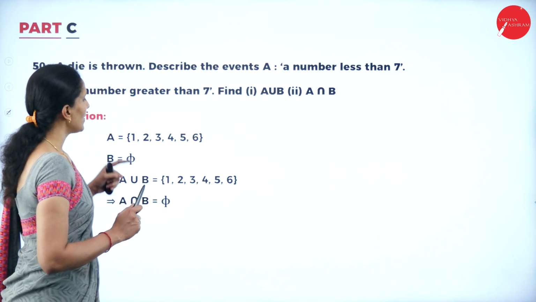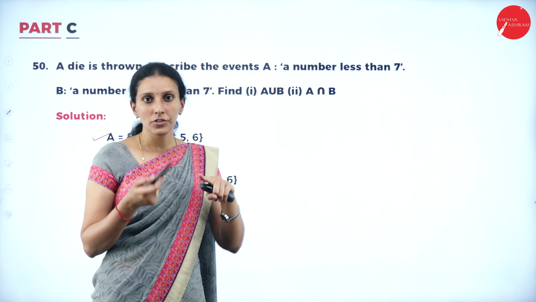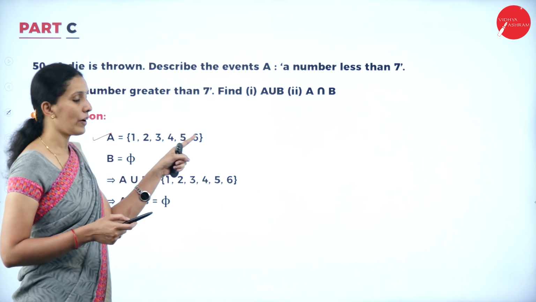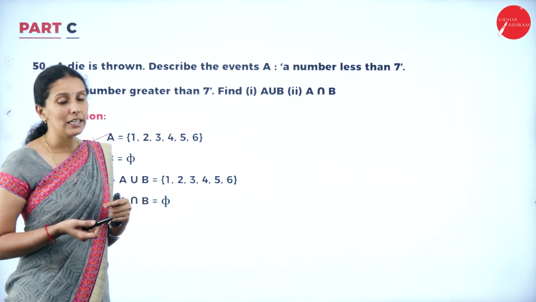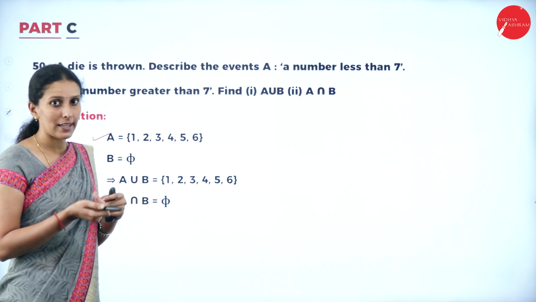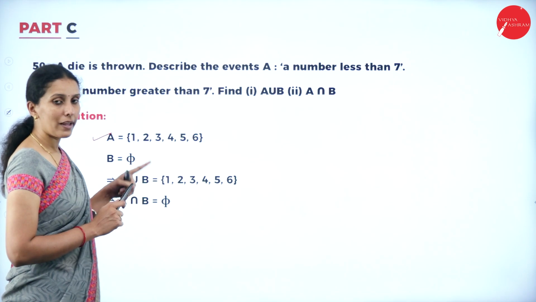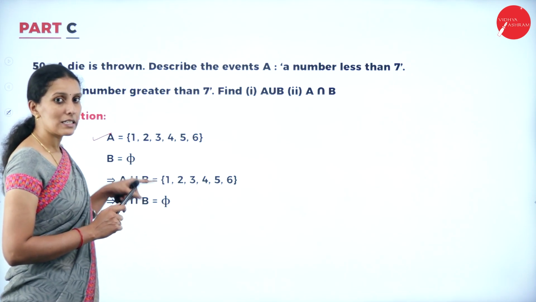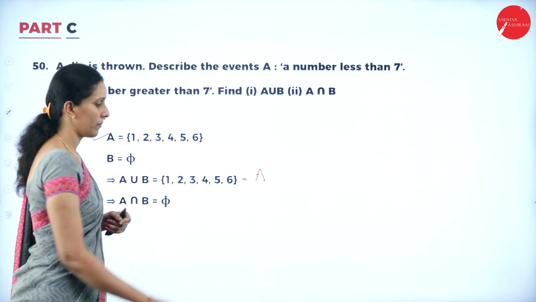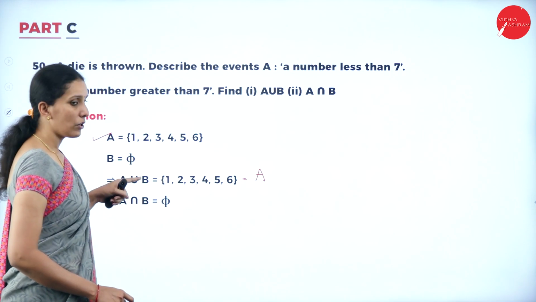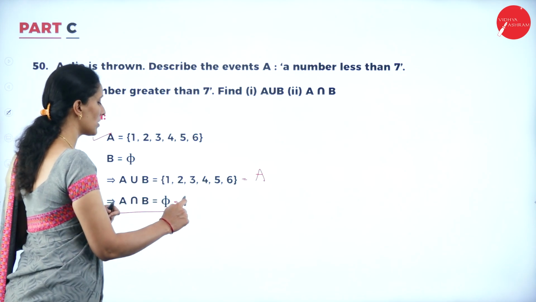So here, first let us find out what is A. They have given a number is less than 7. When a die is thrown, you can find the number 1, 2, 3, 4, 5, 6 which is less than 7. And B says a number greater than 7. You can't get any number when a die is thrown which is greater than 7. Hence it is an empty set. So now we need to find out A union B. A union B, writing all the elements in A as well as B. Since B contains no elements, the set is 1, 2, 3, 4, 5, 6 which is A itself. Now there are no common elements between these two to find an intersection. Hence, intersection is also empty, which is nothing but B.